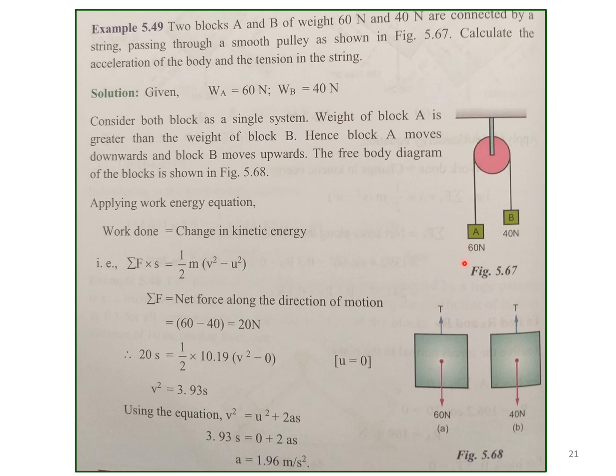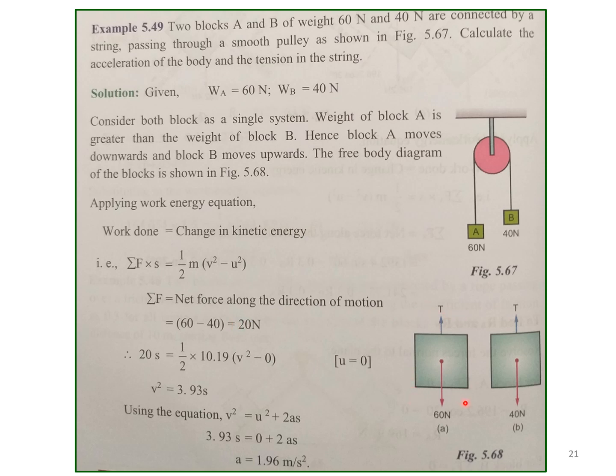Now, if you compare the weights of the blocks, this block is 60 Newton and this block is 40 Newton. Therefore, block A is weighing more than block B, so the direction of the motion will be in this direction. Block A will be moving downwards and block B will be moving upwards. We know the work energy equation: work done is equal to change in kinetic energy. Again, for work done, we are finding the net force along the direction of the motion.